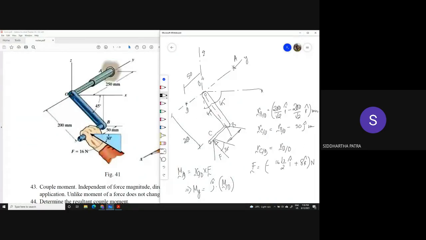Okay, so first calculate the moment about point D.